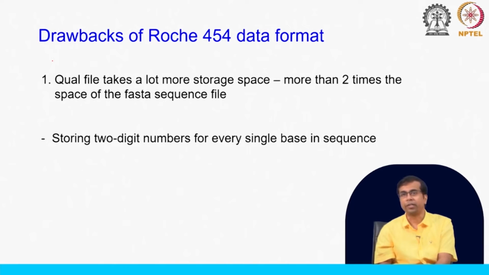So, you have these 2 digit numbers for every single base in the sequence. So, you are generating these 2 digits for every base that you have. On top of that, you have the space between these numbers. That takes up a lot of storage space on the hard drive. If you are generating a lot of this sequencing data, you will probably run out of space very quickly with this kind of system. You have this quality score and these numbers differentiated by spaces. So, this is something that is not very efficient.